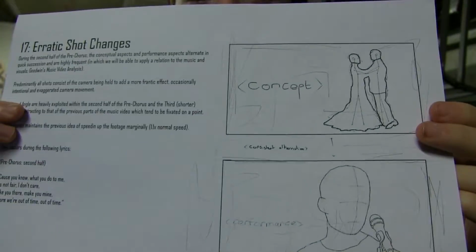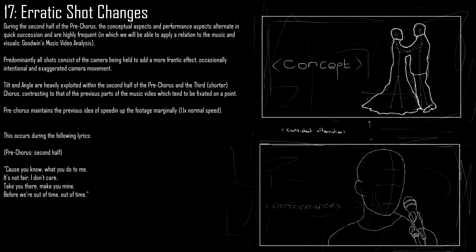Number 17, erratic shot changes. This is the point where the audience are going to start making the connections. During the second half of the pre-chorus, the conceptual aspects and the performance aspects alternate in quick succession and are highly frequent in an attempt to connect the performance to the concept aspects. Predominantly all the shots are going to consist of the camera being held in an attempt to increase the camera movement even just slightly, so we can link this occurs during the following lyrics.